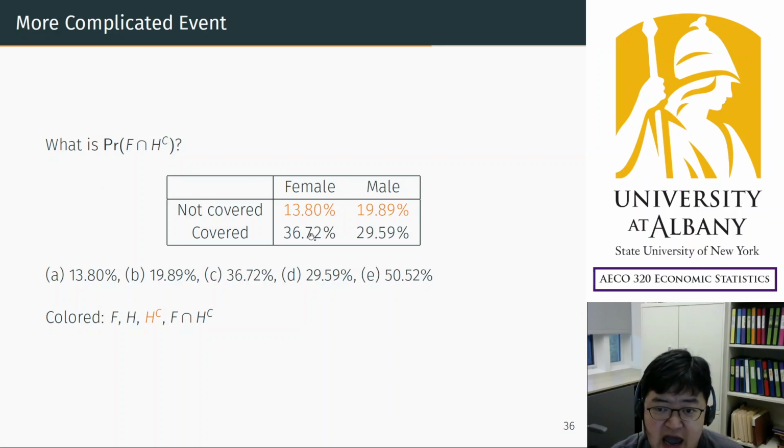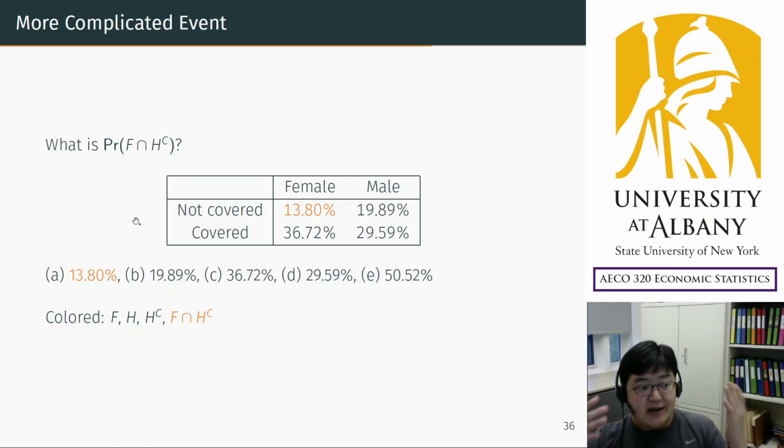So F was here, H complement is here, and their intersection is those who satisfy both: female and not having health insurance. So as a result, only this type satisfies these two conditions, and the answer is 13.8%.